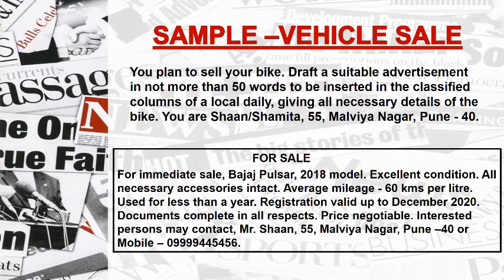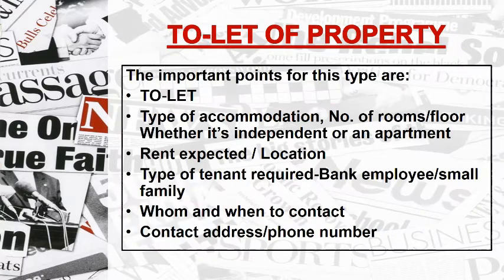Now, first of all, you will write the heading in the center, that is for sale, and then you will write what you're going to sell, that is Bajaj Pulsar, the model number, then the condition. You will also mention about the mileage, registration, documents, price, and then you will write the contact and phone number. The next category we have is to let.